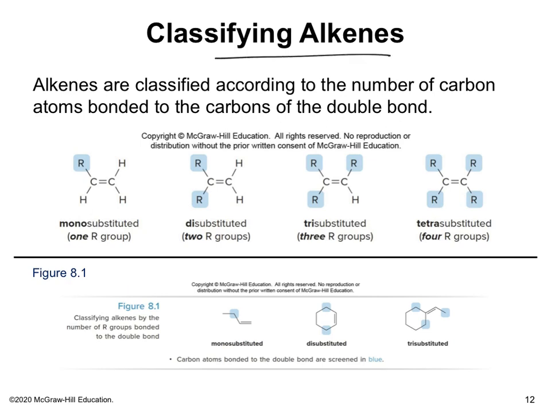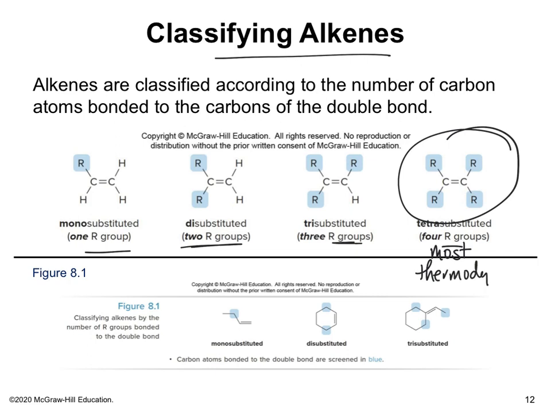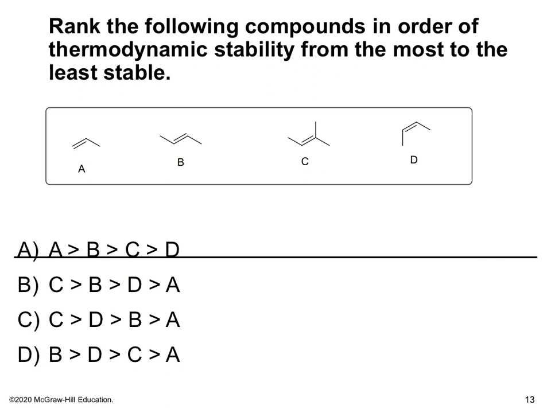Okay, so we classify alkenes by how many R groups there are bonded to the alkene. See, the most you can have is 4. This is a tetrasubstituted, and this is going to be the most, we call that thermodynamically stable. Okay, so this is the most thermodynamically stable. If you only have 1 R group, this is going to be the least. And studies have showed that. So one of the things you need to be able to do is rank the following compounds in order of thermodynamically stable from the most to the least.